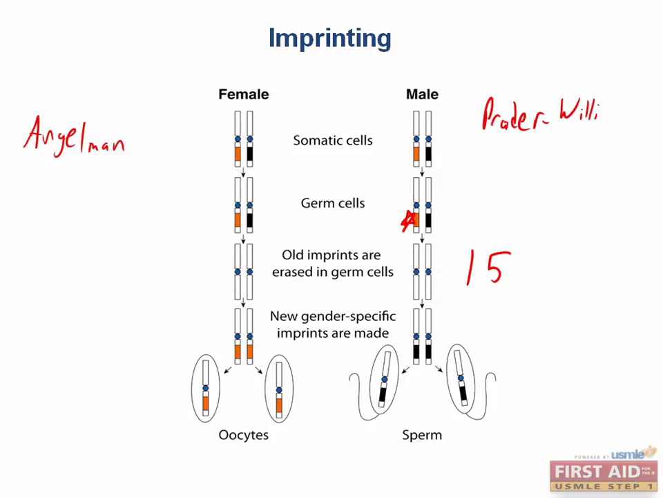These syndromes can also be caused by uniparental disomy, as I mentioned earlier, because if a gene is imprinted by one parent and the offspring receives both alleles from that parent, then they won't have a copy of the gene that they can express.